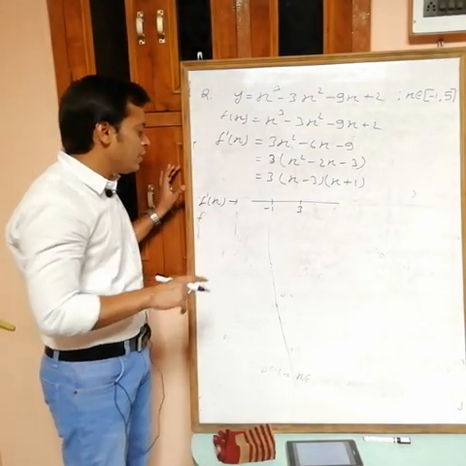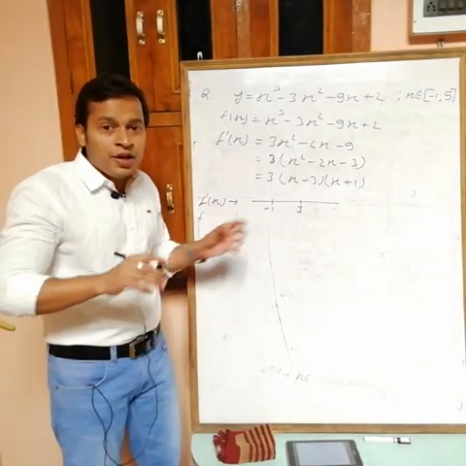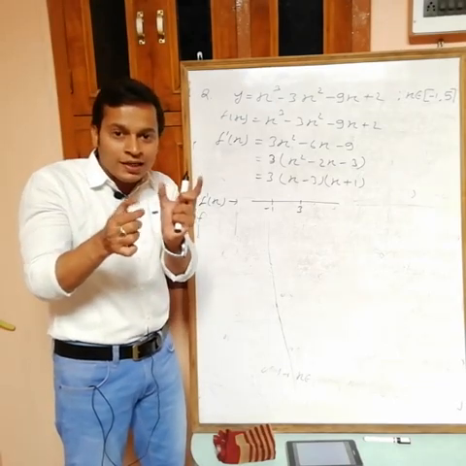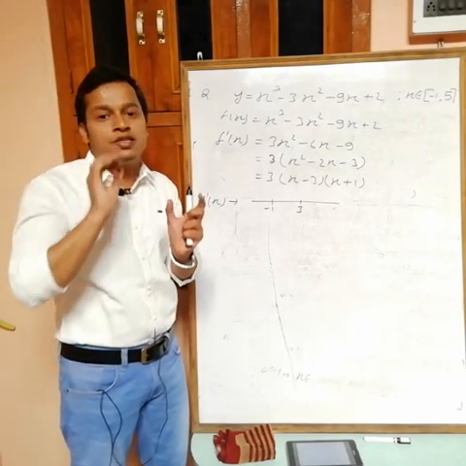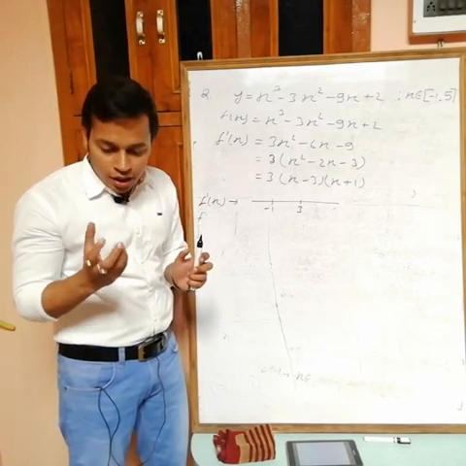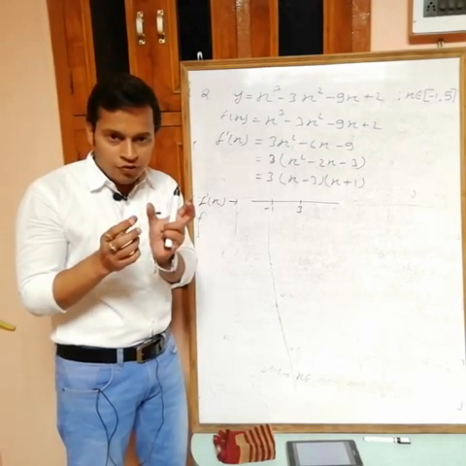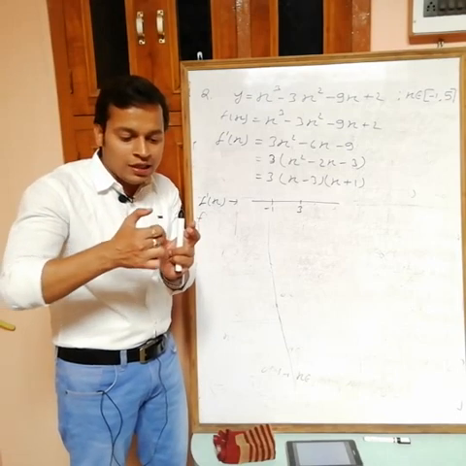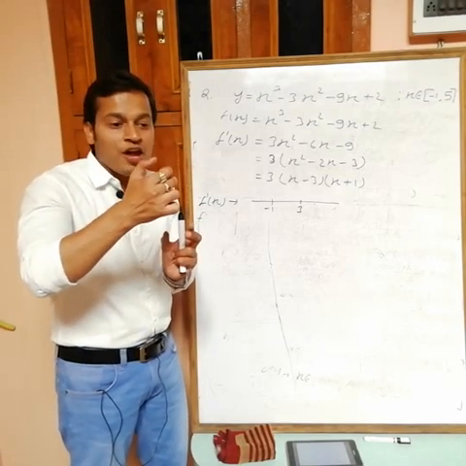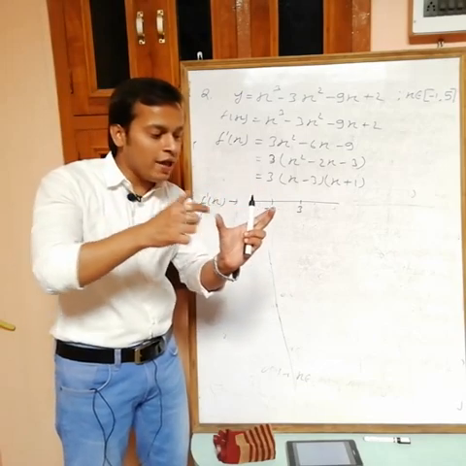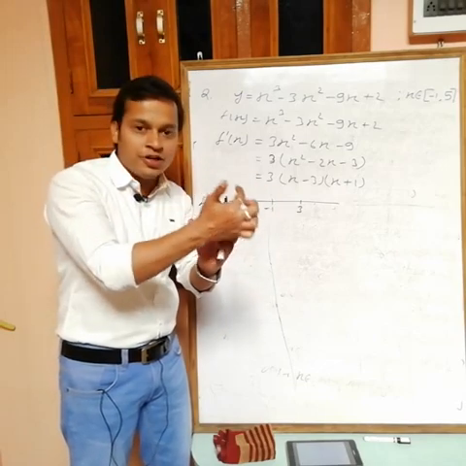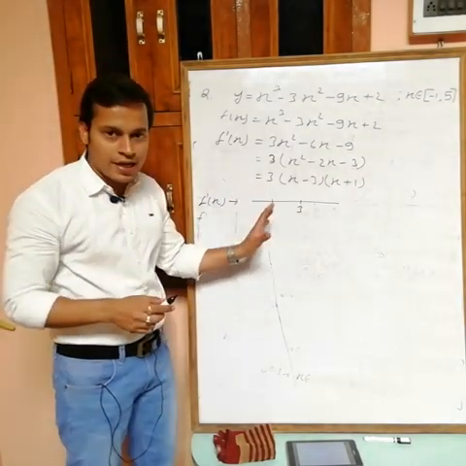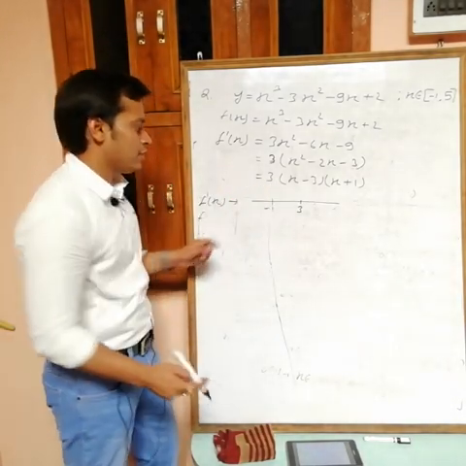Why are we taking sign scheme for f dash x? Because if f dash x is positive, then I can say that for that reason graph is increasing. Remember, in any interval where f dash x is positive, it means in that interval graph is increasing. If f dash x is negative in any interval, it means graph is decreasing. Because of that reason I am finding the sign in interval for f dash x.